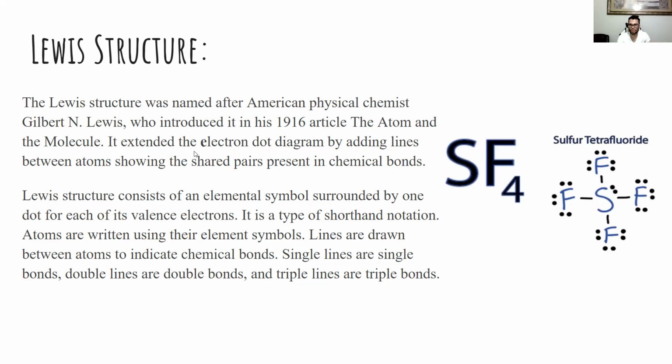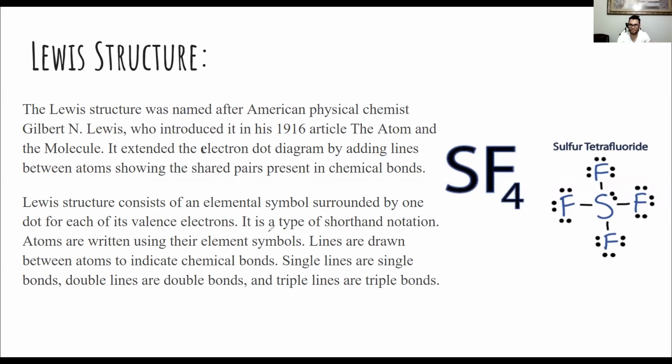This Lewis structure extends the electron dot diagram by adding lines between the atoms. So those lines represent bonds between the atoms of the molecule. The Lewis structure consists of an atomic symbol surrounded by one dot for each of its valence electrons. This is like a shorthand notation, so atoms are written using the element symbols, and we connect them by a single line, which represents bonds between the atoms.